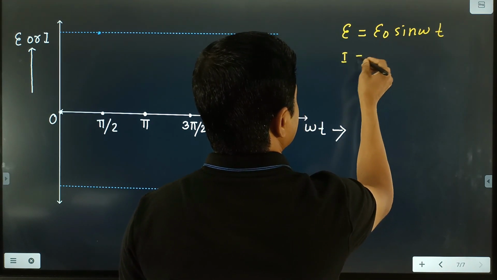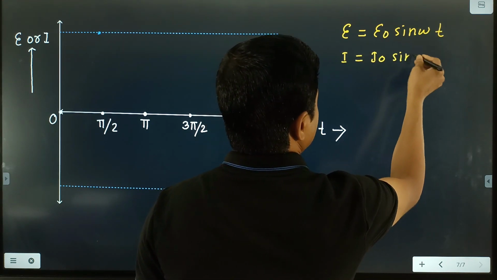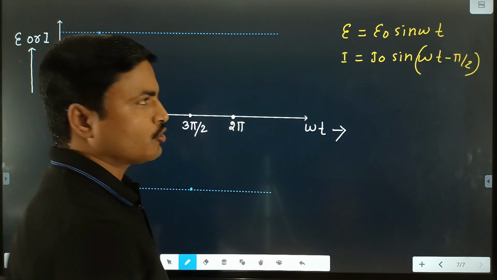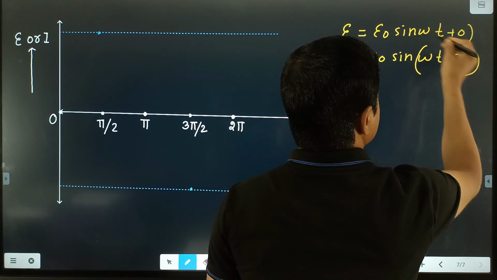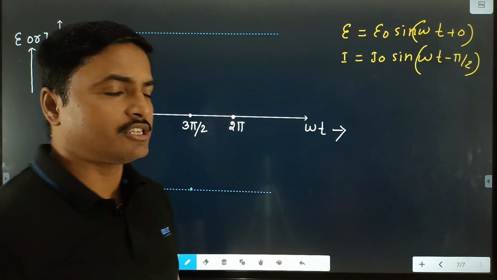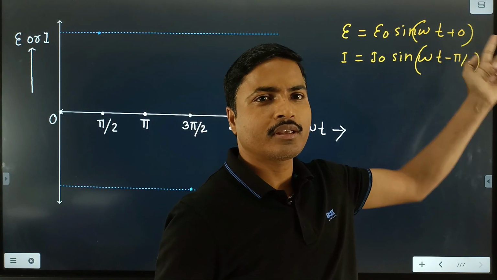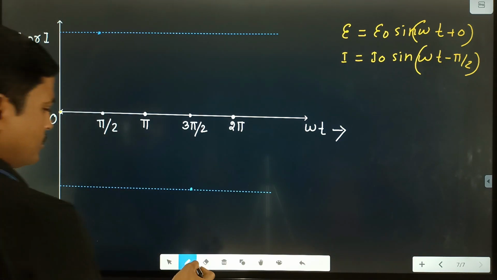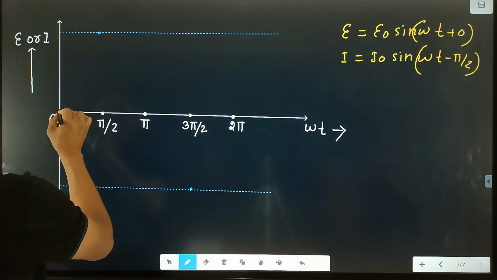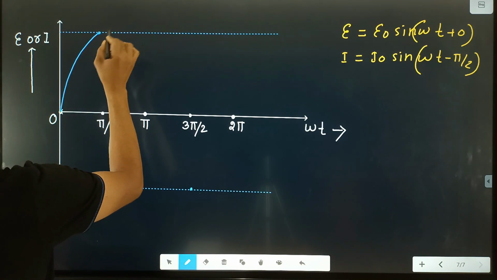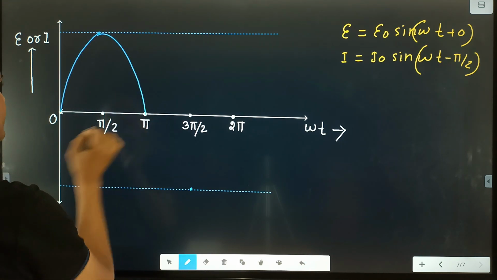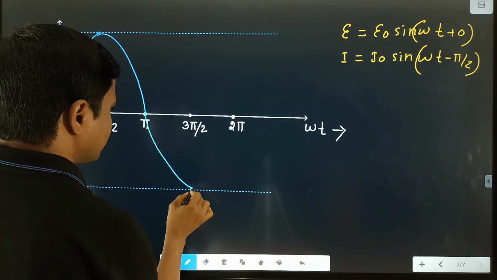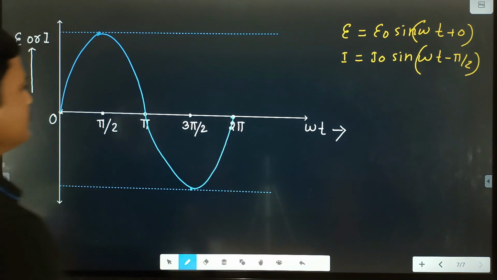You know another equation, for current: I equals I0 sin(omega t minus pi by 2). Here omega t means omega t plus 0, so the initial phase is 0. Initial phase 0 means the EMF starts from point 0. So we draw the graph for EMF starting from 0. This is the maximum value, it decreases again, and this is 0. Again it increases on the negative side, reaches the maximum value, decreases again, and this is 0.